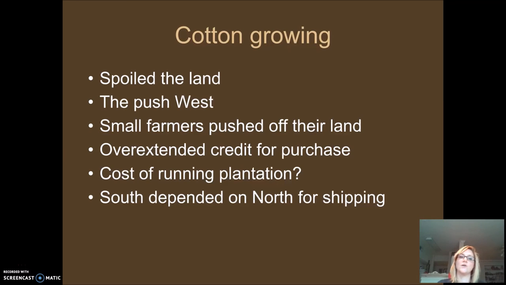All right. So the cost of running a plantation is very expensive, especially because the South is going to depend on the North for shipping. And they need that shipping to get their cotton from the South to Europe, where they're dependent upon foreign markets.